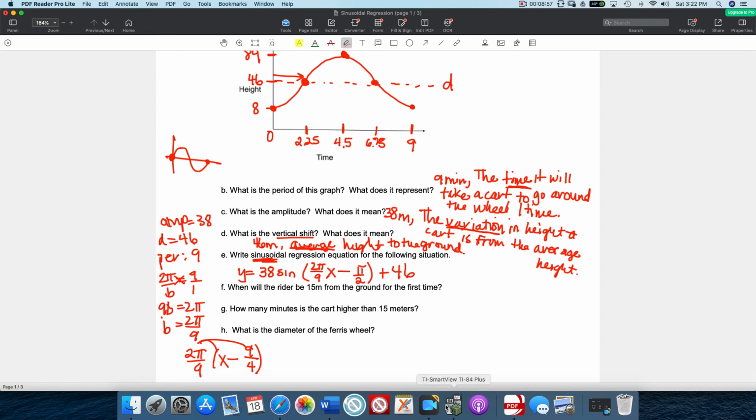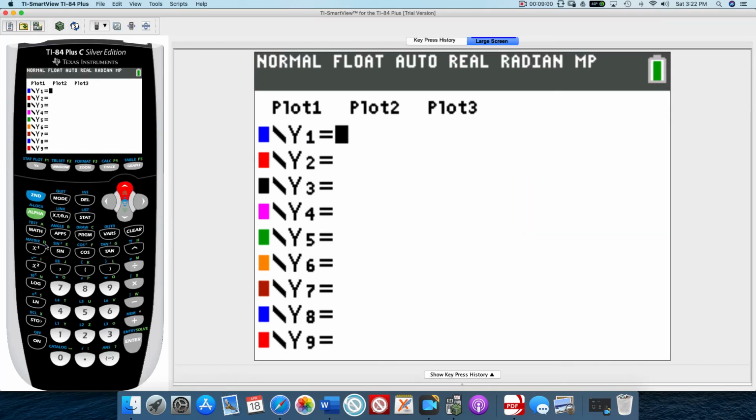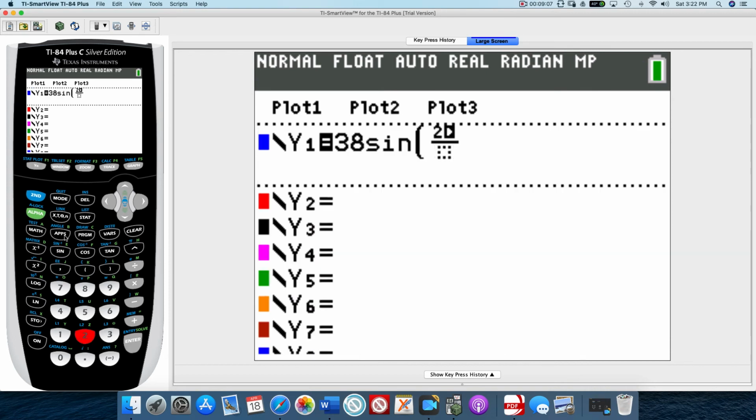Now, before we go any farther, I'm going to check that in the calculator. So we had 38 sine 2 pi over 9, and then don't forget your x. A lot of people will do that, and then they end up with a straight line. So 2 pi over 9 times x minus pi over 2, and then I'm going to close parentheses, plus 46 was the middle.